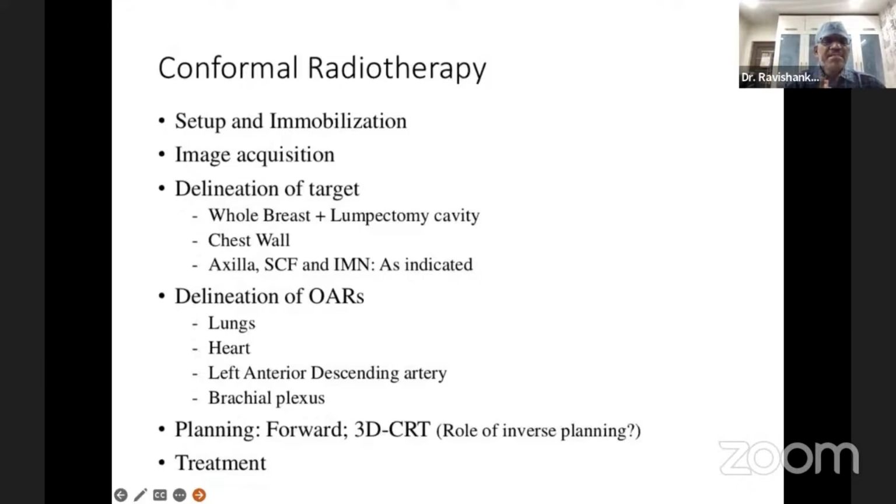Coming to the organs at risk, lungs are the most important, and second most is the heart. We don't delineate the left anterior descending artery regularly, but some centers do practice it. Brachial plexus is not a problem at all for us because the tolerance for brachial plexus is pretty high.